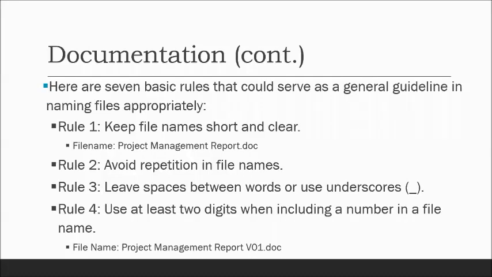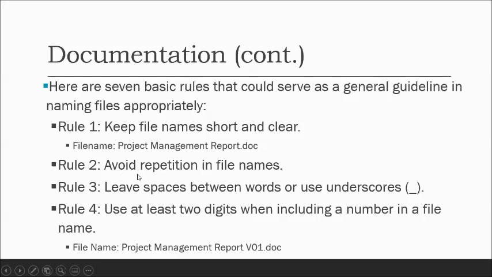So, meron tayo ditong 7 rules that could serve as a general guideline in naming files appropriately. So, meron tayong rules kung paano tayo maglalagay ng name sa isang file name or sa isang folder ng inyong computer. Number 1 is keep file names short and clear. Okay? So, wag naman yung masyadong mahaba. Example, project management report.doc. Ibig sabihin, this is an example of a file name ng isang Word document, kasi base sa kanyang extension, .doc. So, it's a Word document. Dapat daw yung name ng inyong file is short and clear.